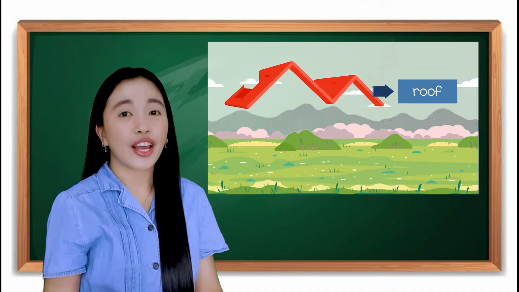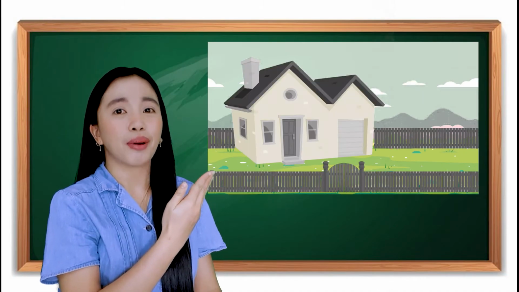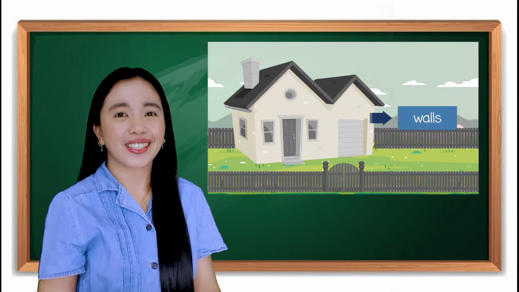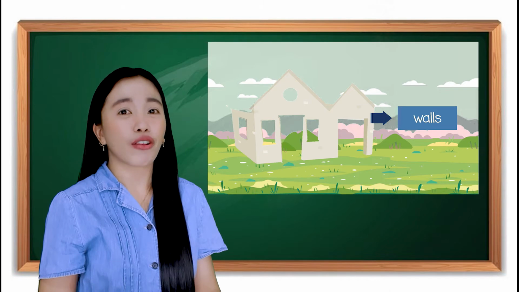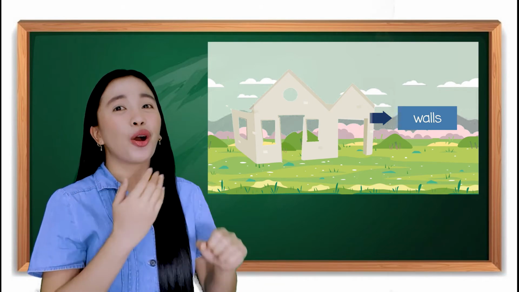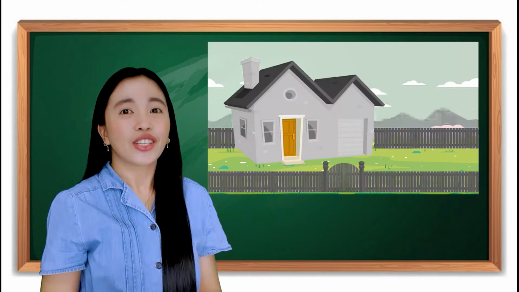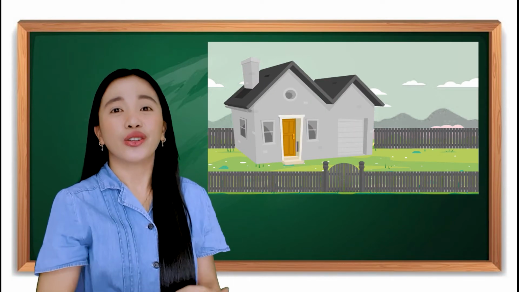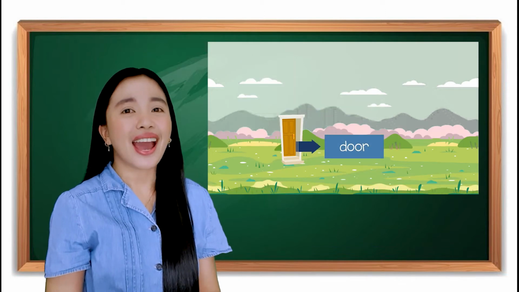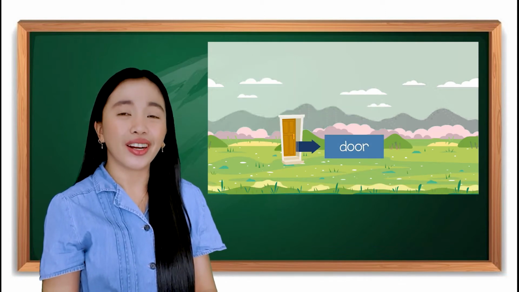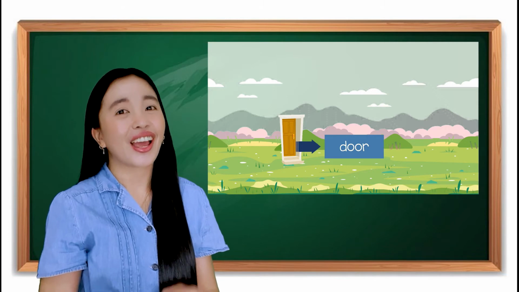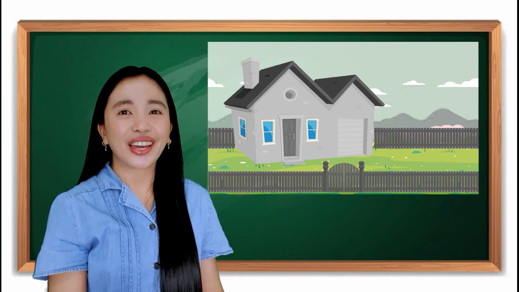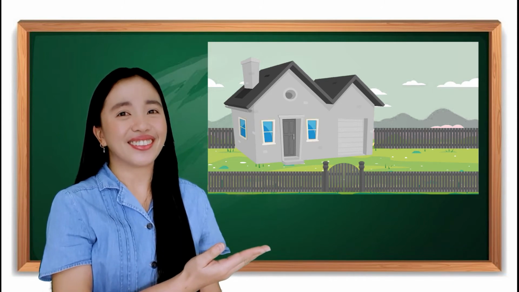Roof. The roof is supported by walls. Walls. The walls of the house are very strong. To go into a house, you use the door. Door. Many houses have a front door and a back door.